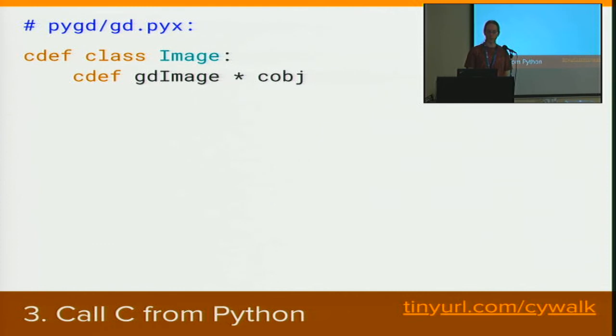So to that end, we're going to have an image class that wraps these functions. It's going to be a special class. It's going to be a cdef class. And this allows us to add a GD image pointer variable as a class variable as part of that class that gets created for every instance of this class that we create.